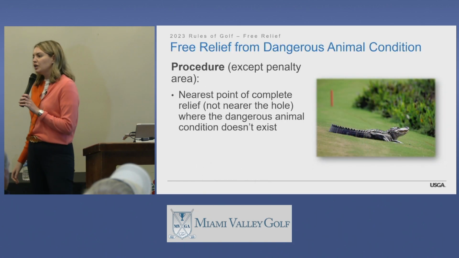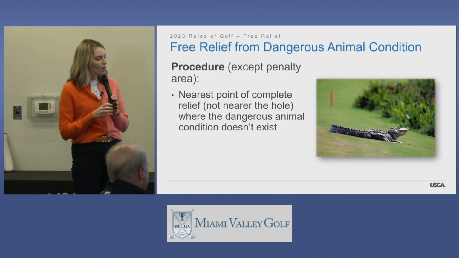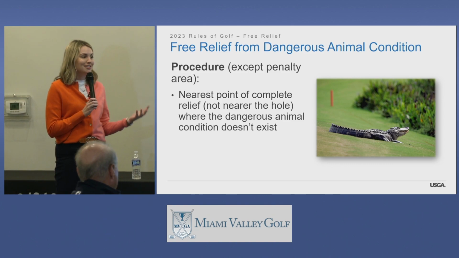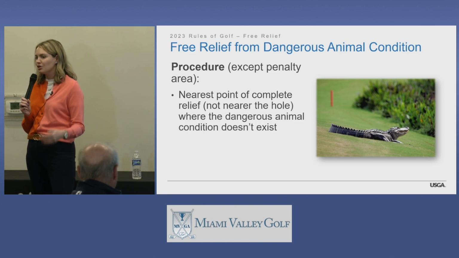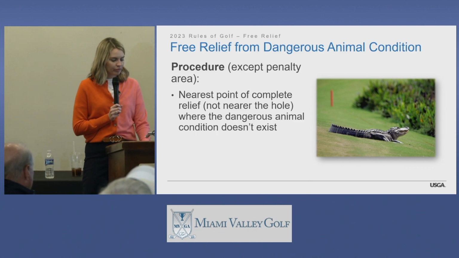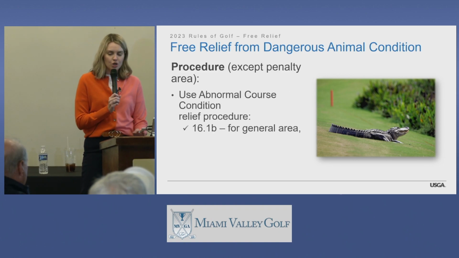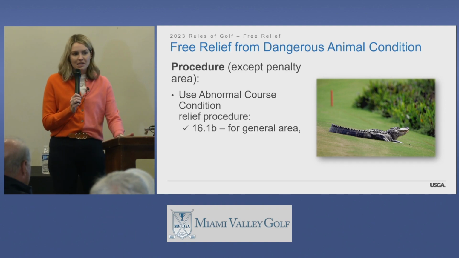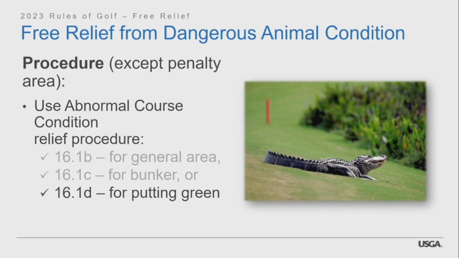So how do we take relief? We're going to see a similar relief process to abnormal course conditions. Where is the nearest, safest spot for that player to play from? We're not going closer to the hole, but we're going to find that nearest, safest spot, and we're going to start from there. And we borrow from our abnormal course conditions. So if this is in the general area, we'll find the nearest, safest spot in the general area to play from. Bunker, we're going to have those options. Not quite sure what a dangerous animal situation would be on a putting green, but we're ready.